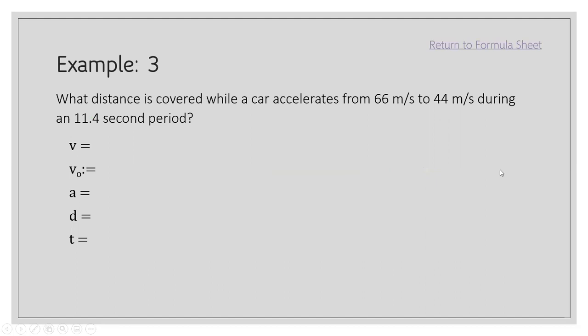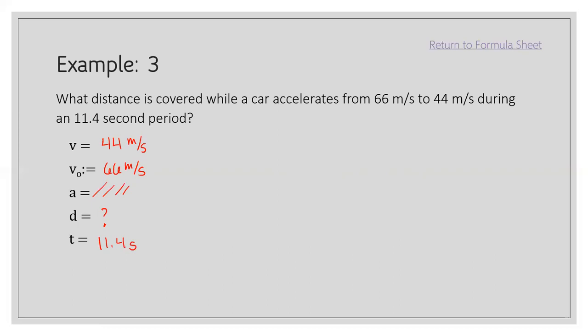Let's look at the next question. Example 3. What distance is covered while a car accelerates from 66 meters per second to 44 meters per second during an 11.4 second period? So again, we're going to fill out our pieces. So distance is what I'm looking for, and fill in our knowns. So we're starting at 66, going to 44, and it's 11.4 seconds. Now I don't have the acceleration and I don't need it, and that's okay.